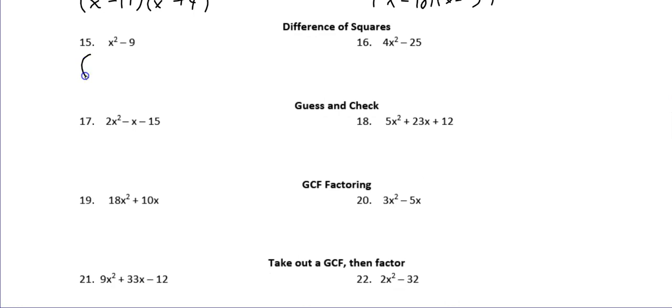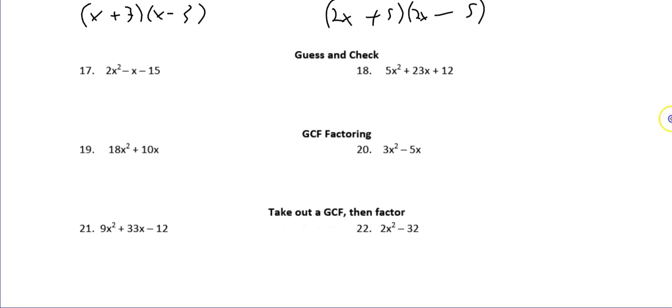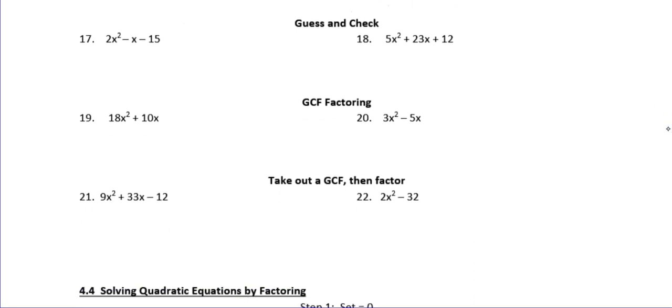Difference of squares, easiest factoring in algebra. All we do is take the square root of the first term, make one plus, one minus, square root of the second term. That's it. Same thing here. 4 and 25 are both perfect squares. So 2 and 2, 5 and 5. Square root of x squared is x. One plus, one minus. We're finished. Remember, hit pause if you ever need it.